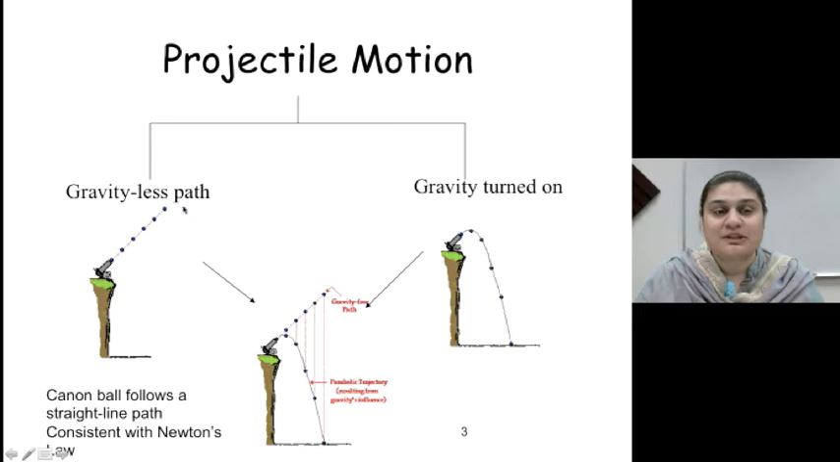So the difference between gravityless path and gravity turned on is the fact that the object will move in different directions. But what I want you to note in this case is at each interval of time, let's say t equals 1 second, delta t equals 1 second between these two, note that the actual trajectory of the path is the same. So at both of these, if you were to draw the vertical components, they will actually match up. Interesting.